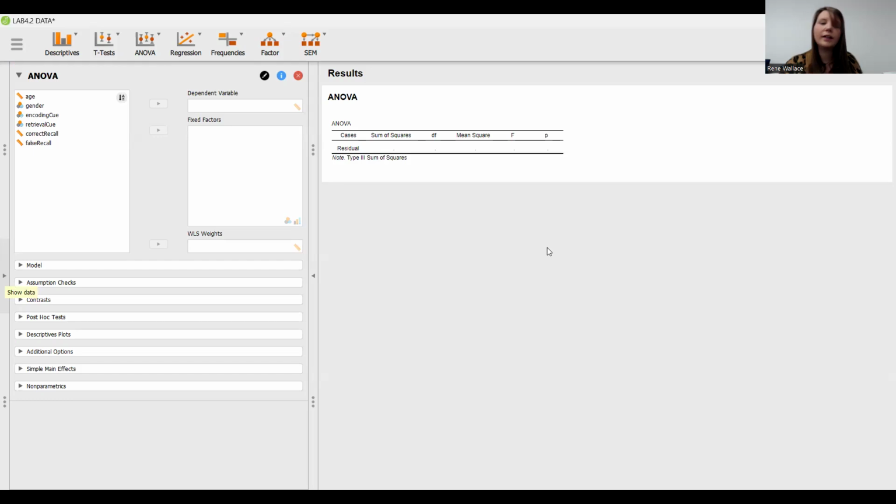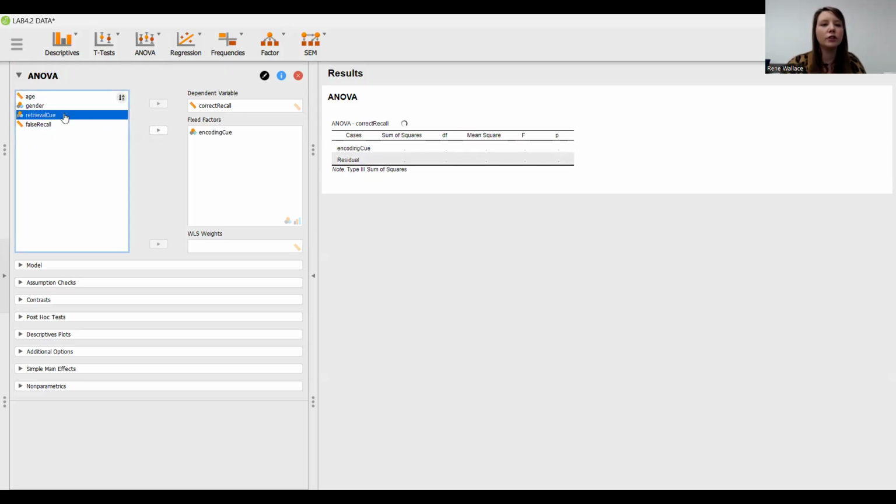And what do you think needs to be in the dependent variable? Take a second, think about it. What are we measuring? We're measuring correct recall. That's right. We want to see if correct recall was affected or was dependent upon what we were manipulating, right? Our fixed factors. What were those? Those were whether there was an encoding cue or a retrieval cue.